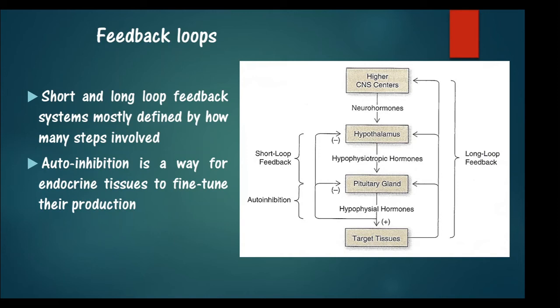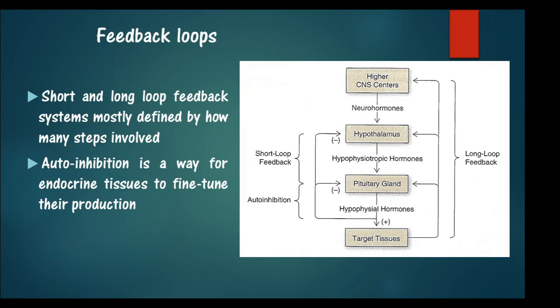All these are fine tuning methods to regulate the production of hormones in your body. As you can see in the figure over here, you have the higher central nervous system centers, then the hypothalamus, then the pituitary gland, and finally the target tissue. So the higher CNS centers release neurohormones, the hypothalamus releases hypophysiotropic hormones, and the pituitary gland releases hypophyseal hormones, which ultimately go to target tissues. The target tissues will result in a production of hormones or a response which will produce inhibition of the organs that come just before it.